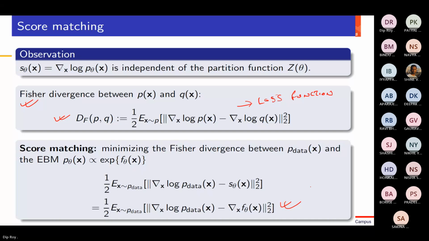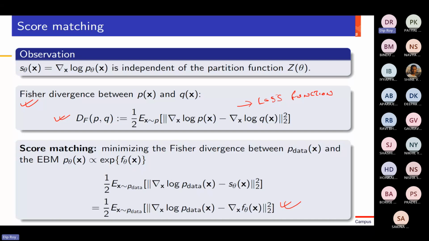Now, the problem here is that we have access to the samples from P data. Okay. But the actual distribution is not known. And that is the same problem. That is, P of data is not known, and hence the quantity cannot be calculated. And if we actually knew the P data, then we never had to do any generative modeling.